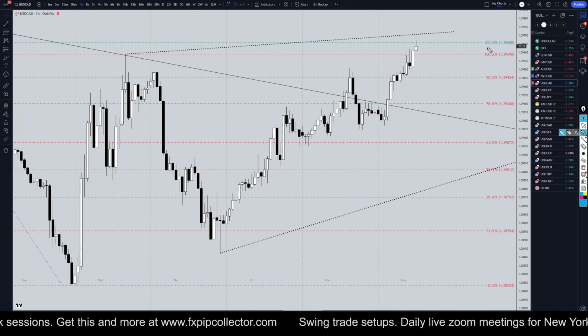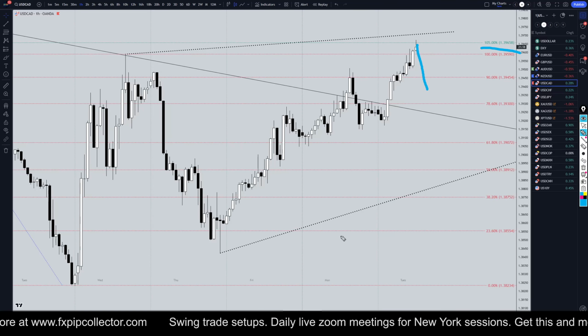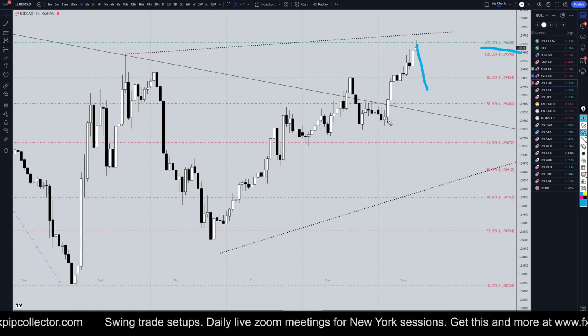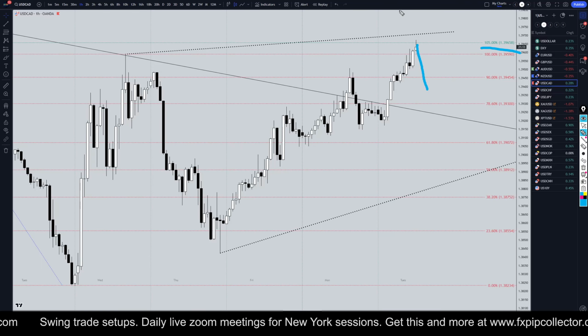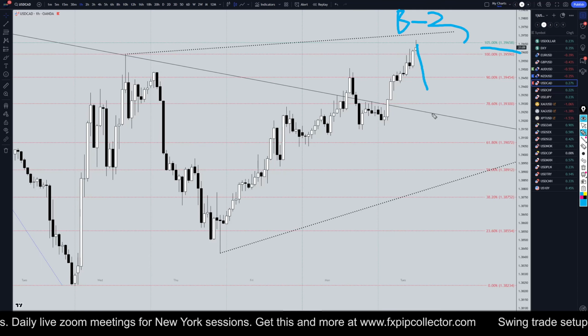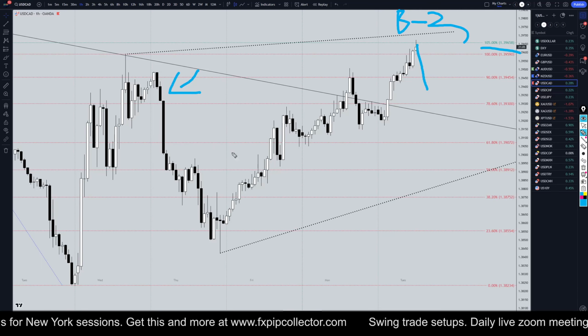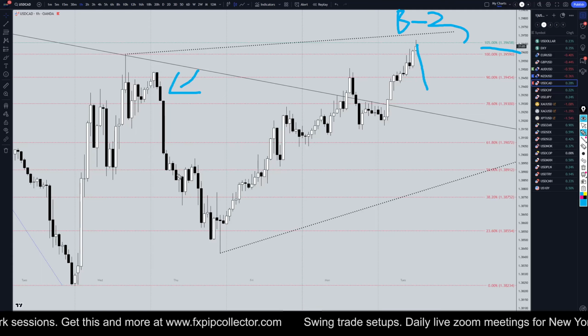So we are at the 105 level. If it does make a really nice big turn right here, then I would be convinced after we get a break of structure that the wave B or the wave 2 is over. But I would have to see a pretty nice move down, maybe even something like this over here. A nice engulfing, very strong move to the downside to believe it.